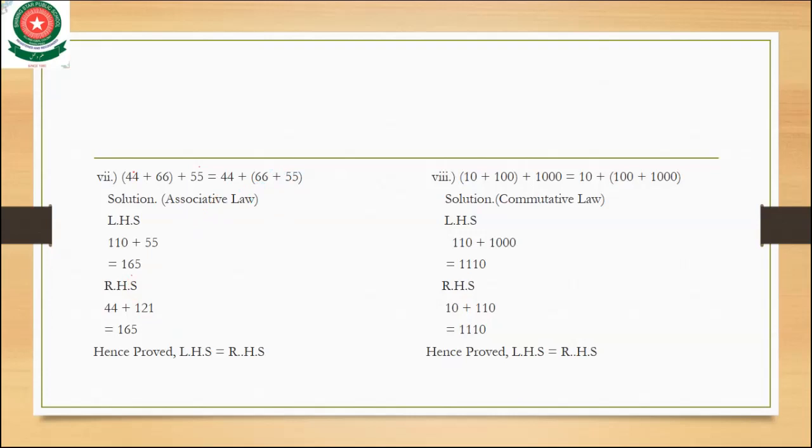Okay, come to the next part, part 8. 10 plus 100 bracket close plus 1000, is equal to 10 plus bracket 100 plus 1000. So this is not a commutative law, this is an associative law. Okay class, this is associative law. Why is this associative law? Because we can add three numbers.